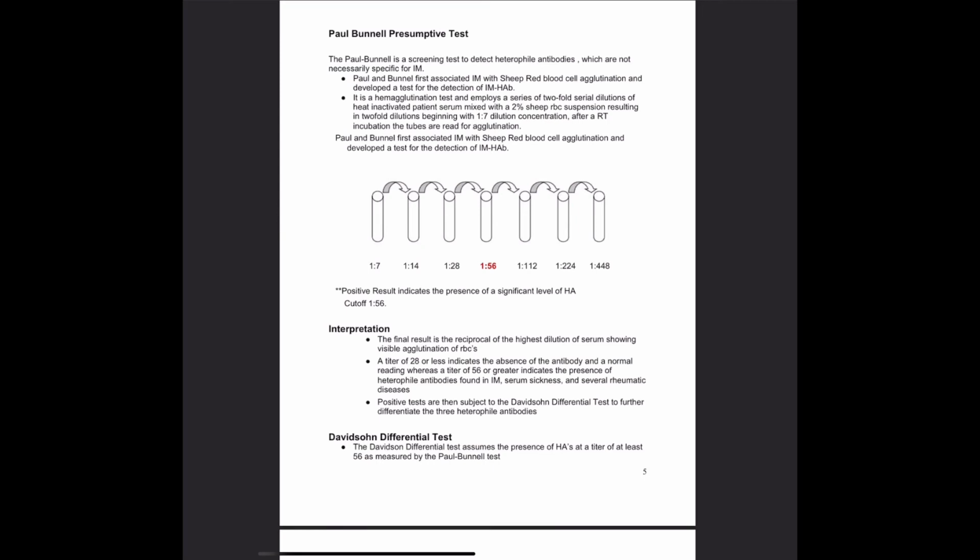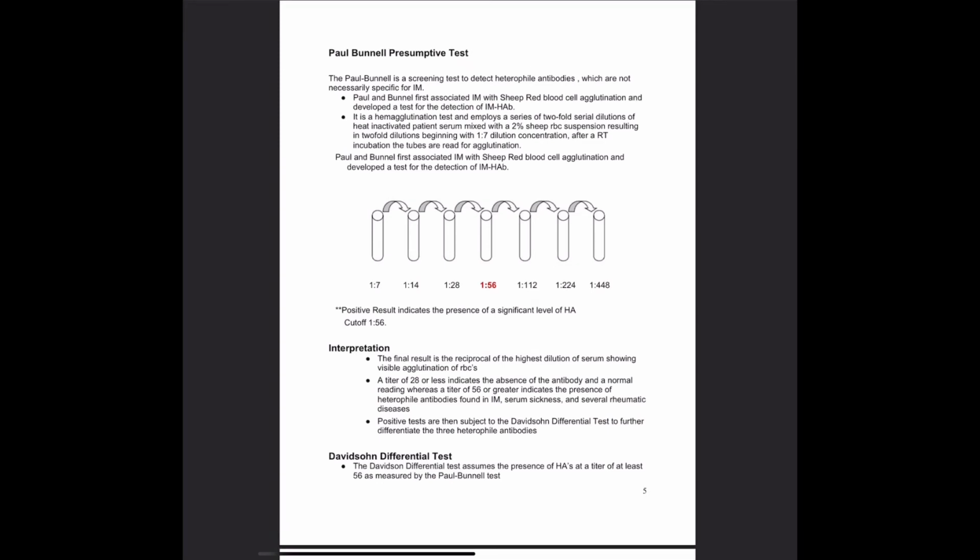It is a hemagglutination test and employs a series of two-fold serial dilutions of heat inactivated patient serum mixed with a 2% sheep red blood cell suspension, resulting in two-fold dilutions beginning with a 1 to 7 dilution concentration. After a room temperature incubation, the tubes are read for agglutination. The final result is the reciprocal of the highest dilution of serum showing visible agglutination of red blood cells.